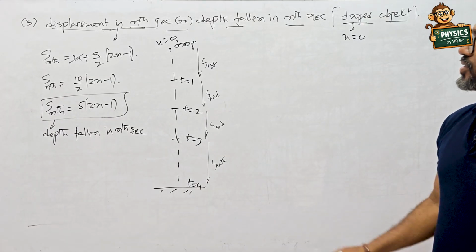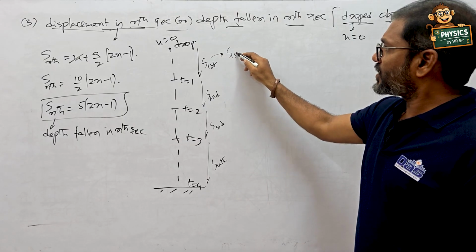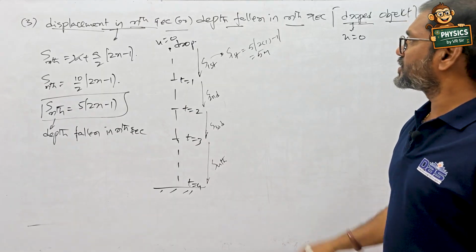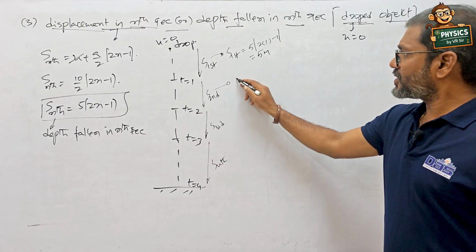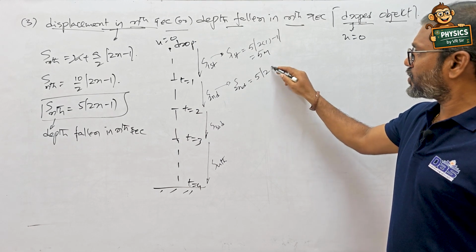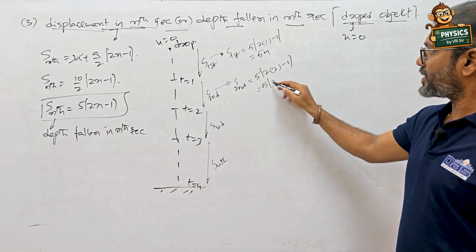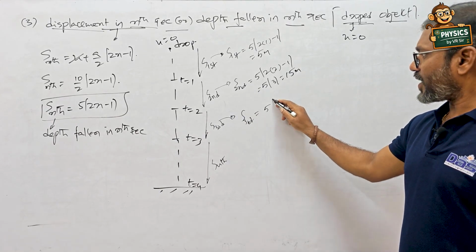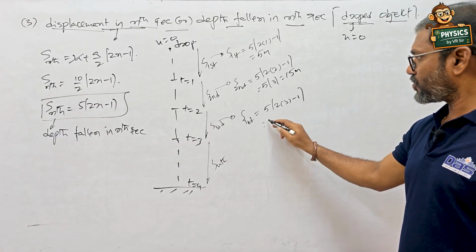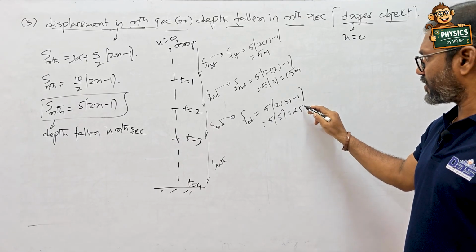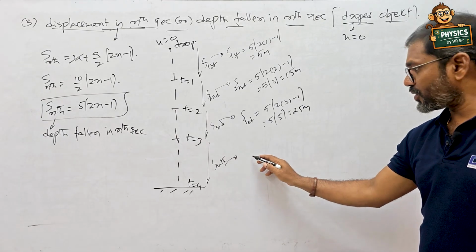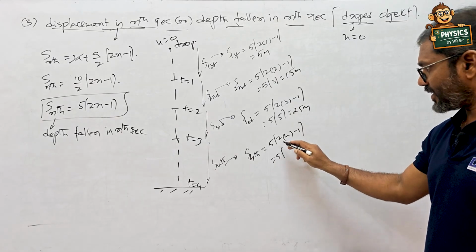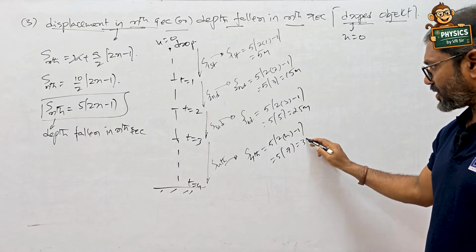Now S first is equivalent to 5 into (2 into 1 minus 1). 2 minus 1 is 1, so it's 5 meters. Now S second: 5 into (2 into 2 minus 1), so 5 into 3, it's 15 meters. Now S third is equivalent to 5 into (2 into 3 minus 1), so 5 into 5, it is nothing but 25 meters. Now S fourth, hope you are following, right? S fourth is equivalent to 5 into (2 into 4 minus 1), it's 5 into 7, it is nothing but 35 meters.